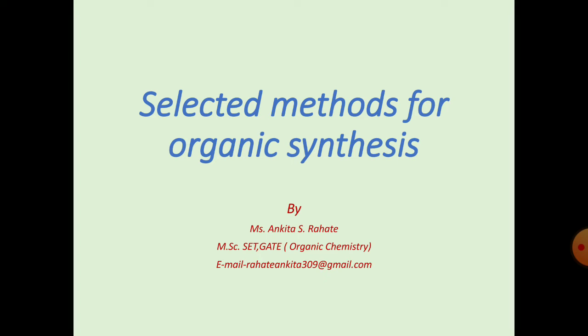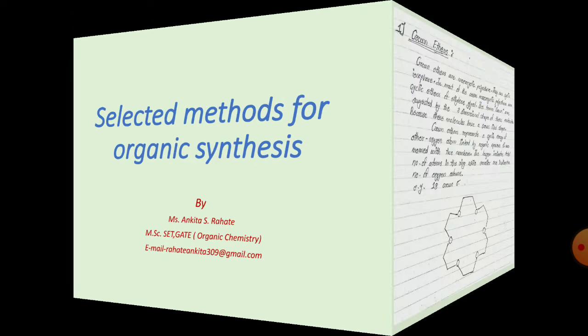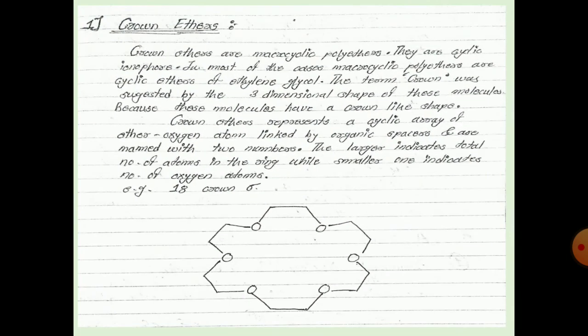The crown ethers are the macrocyclic polyethers. Okay, so the crown ether is a monocyclic polyether. Macrocyclic polyethers, they are cyclic ionophores. In most cases, the macrocyclic polyethers are cyclic ethers of ethylene glycol, and the term crown was suggested by the three-dimensional shape of this molecule, because this molecule has a crown-like shape.